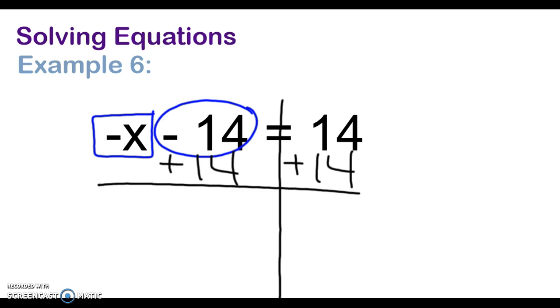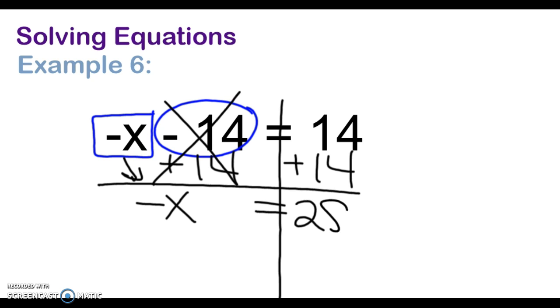And I'm going to bring my box down. Be careful, that is a negative x. Circle cancels out, and that equals 28. Now, a lot of times kids will go, oh, okay, that's my answer. But you got to be careful of that negative, because you guys know that if there's not a number there, you have to assume that there is a 1 there. But because there is a negative there, you can almost assume that there is a negative 1 there.